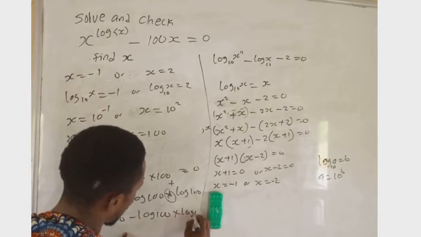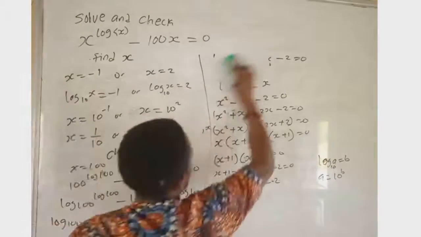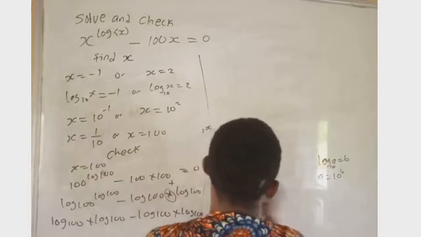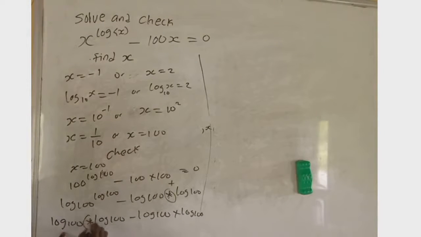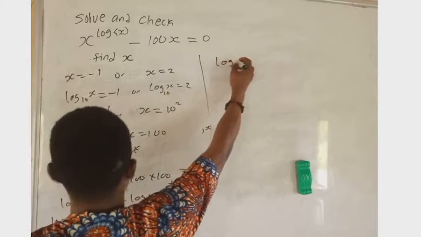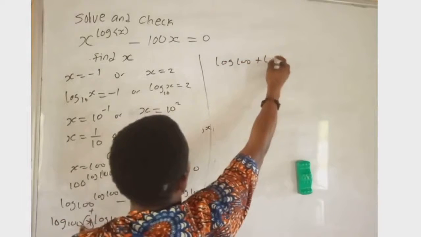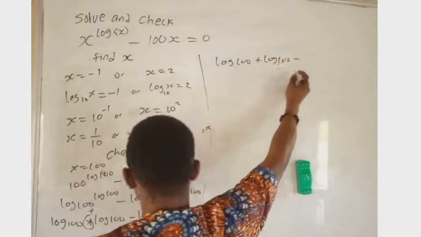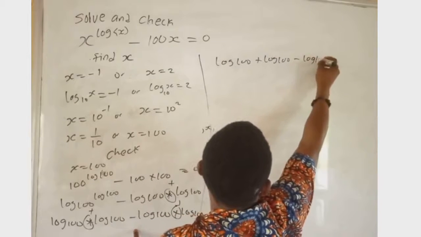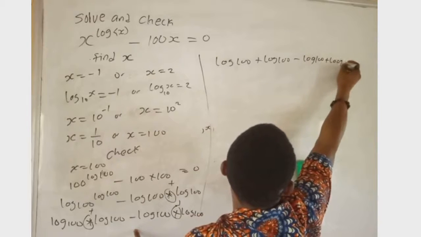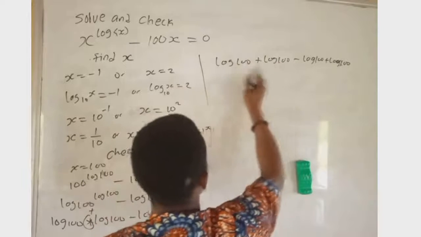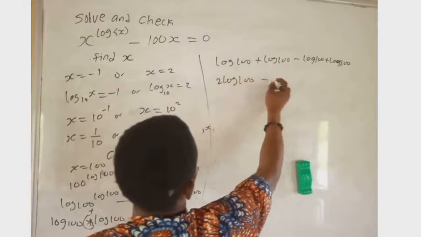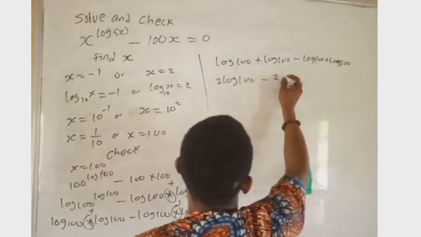So in this place now, we can also be expressing this as this. Here we have this multiplication will change to plus, multiplication here will change to plus. So when you have this one become log of 100 plus log of 100 minus log of 100 plus log of 100. So here log of 100 plus log of 100, that's 2 log 100, minus log 100 plus log of 100, that's 2 log 100.